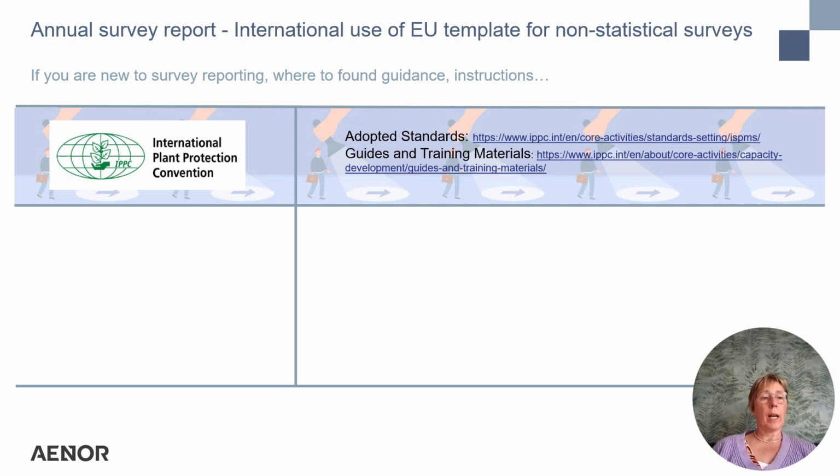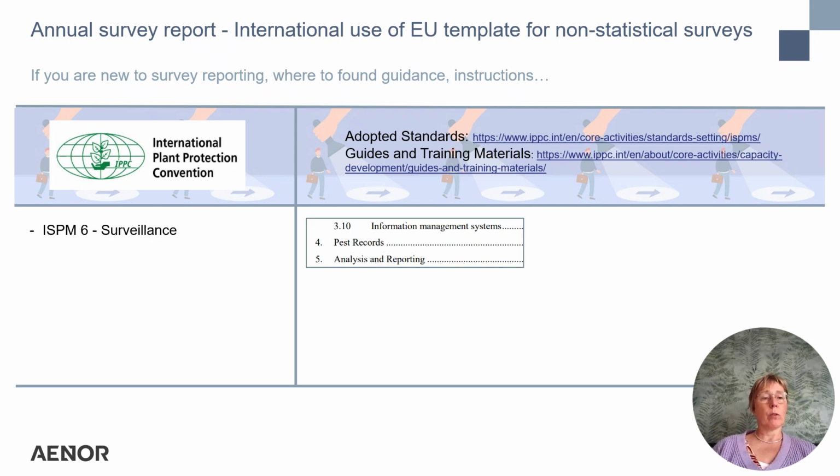First of all, the IPPC guidance. ISPM 6 on surveillance provides information to manage surveillance data and to facilitate their presentation and reporting. An information management system should be used and should allow easy retrieval of data and information to meet national and international surveillance-related reporting requirements.